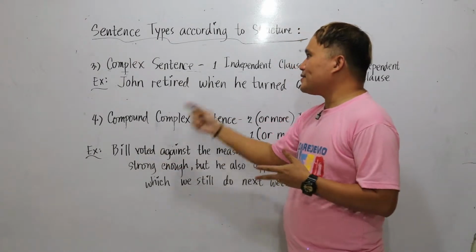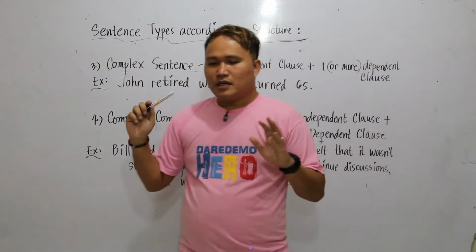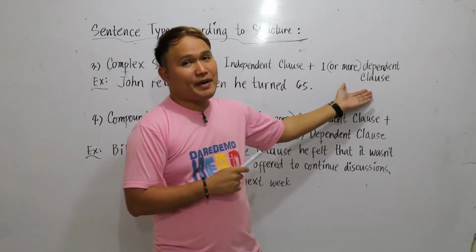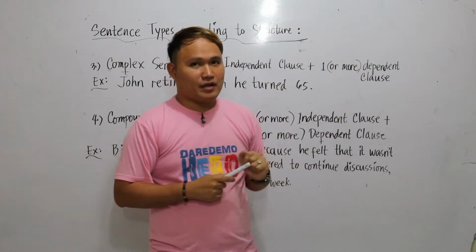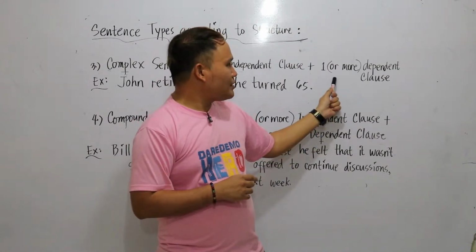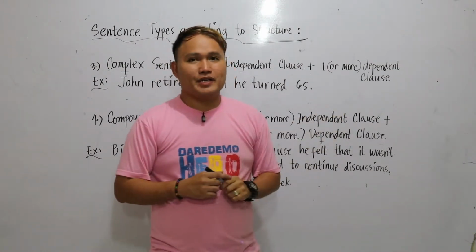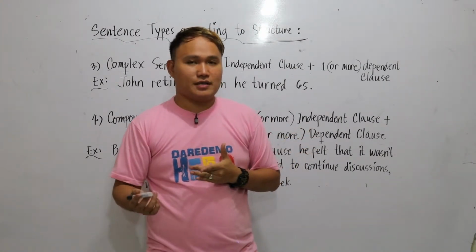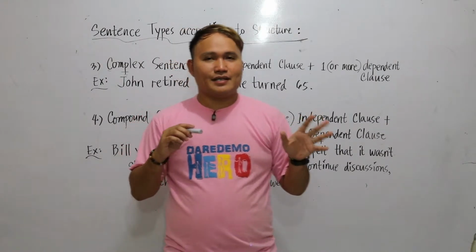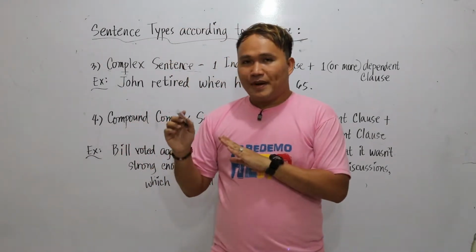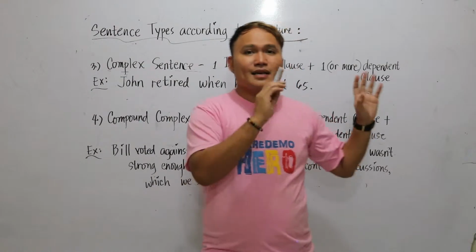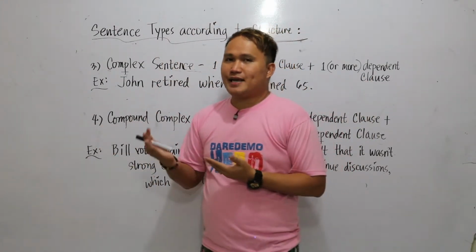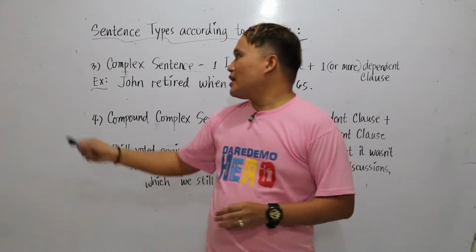For complex sentence, contrary to the compound sentence, complex sentence now has one or more dependent clauses. I have enclosed this phrase "or more" here because it's not really necessary that you need to have two dependent clauses. So long as that sentence has one independent clause paired with one dependent clause, that sentence alone can be considered as a complex sentence. Okay? Now let's have an example here.